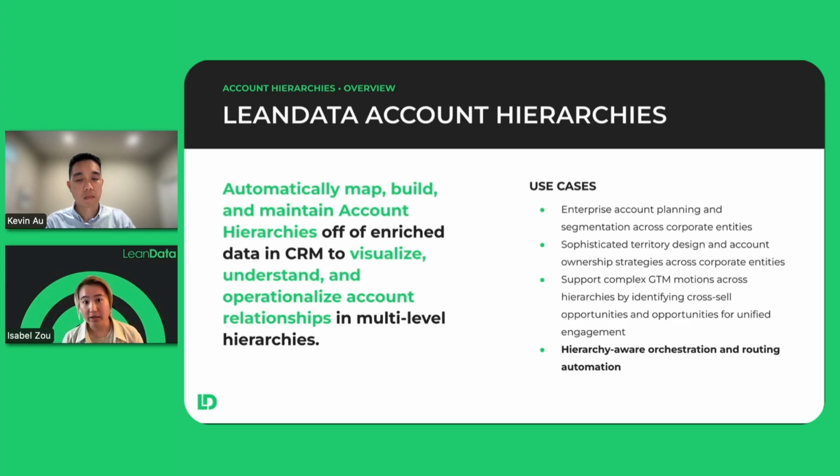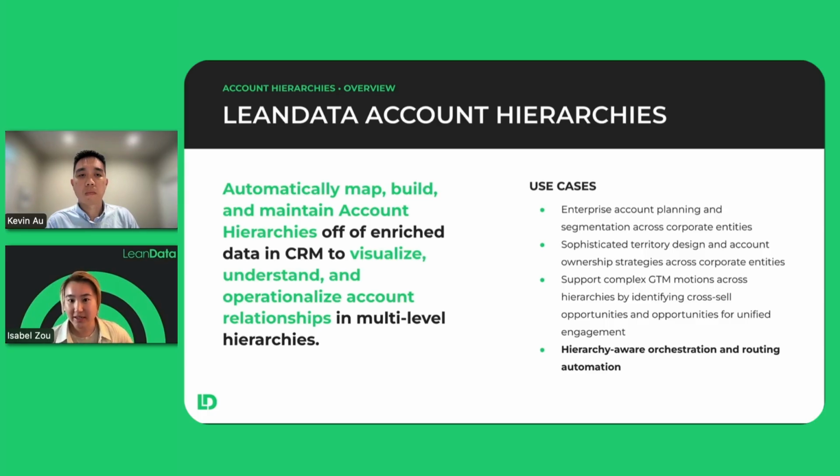To that end, our account hierarchies feature is really to help you actually access that information. What we do is we help you map, build, and maintain your account hierarchies based off of data that you might already have in your CRM. For example, maybe it's something like ZoomInfo data that you already have, or Dun & Bradstreet, or maybe just your own custom data. We take that and help put it into a specific hierarchy object so that you can now start to see those hierarchy structures in their entirety, as well as operationalize on those account relationships through our orchestration and routing automation.